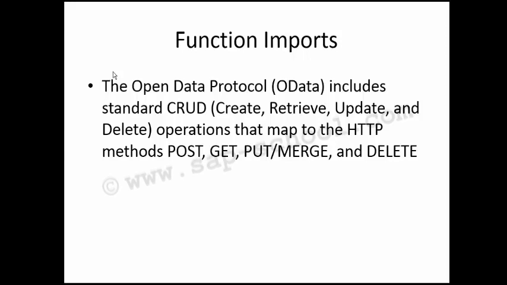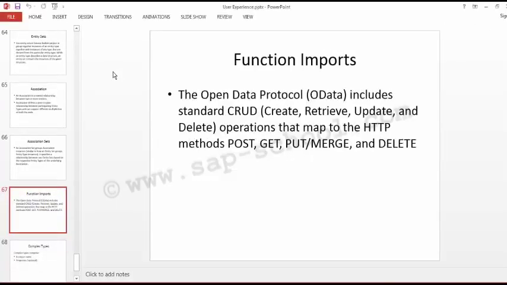The Open Data Protocol includes the standard CRUD operations that map to the HTTP methods post, get, put, merge and delete. While it is simple to create new function imports to invoke custom operations, if the operation we want to use can be invoked using a standard CRUD operation, we should not create a function import. You should only create the function import for custom operations that cannot be invoked using the standard operation. Now let's see how we can create the function imports in my service builder.